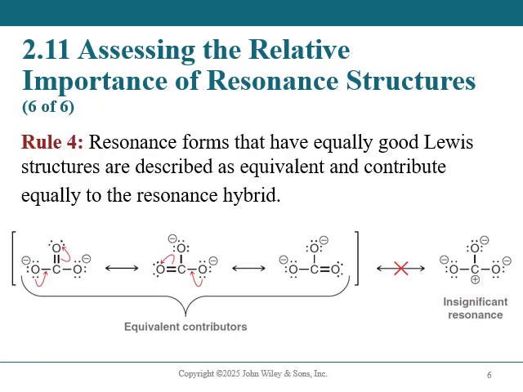Rule number four, resonance forms that have equally good Lewis structures are described as equivalent and contribute equally to the resonance structure. The classic case would be the carbonate ion, where you have that negative distribution among all of the oxygen atoms, and then the positive side of that molecule will lie on carbon. That makes perfect sense from the point of view of charge distribution. So we can't really assign preference in any of these three hybrids, so we say that they're all equivalent contributors.